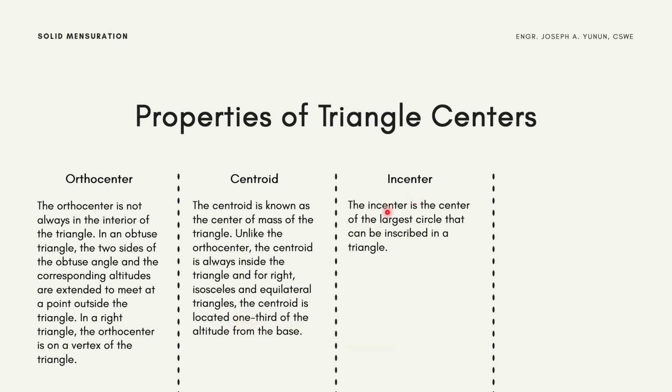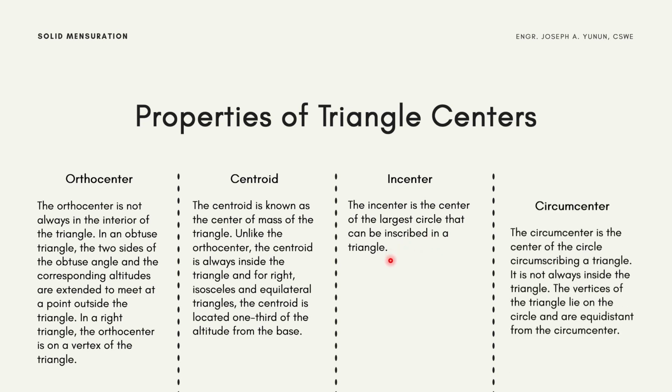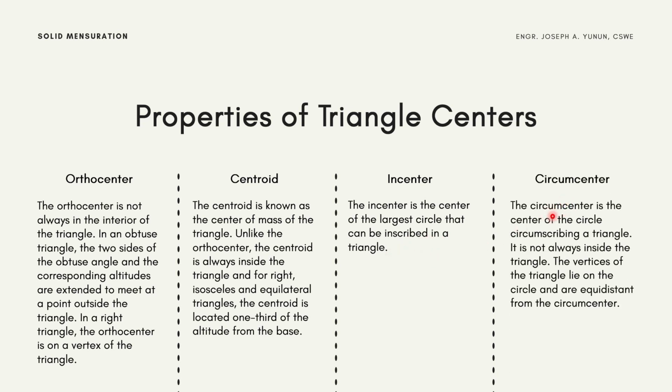Then the incenter is the center of the largest circle that can be inscribed in a triangle, while the circumcenter is the center of the circle that is circumscribing a triangle. It is not always inside the triangle, and the vertices of the triangle lie on the circle and are equidistant from the center.